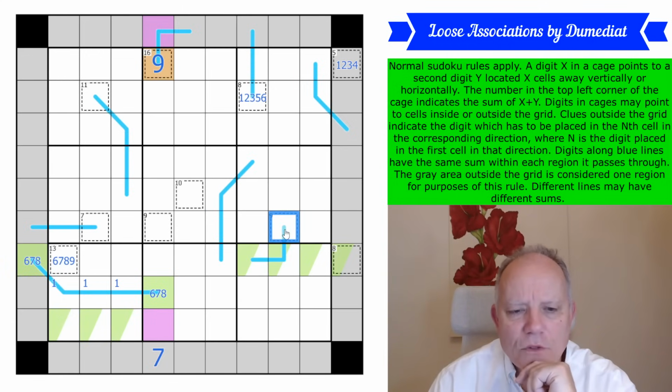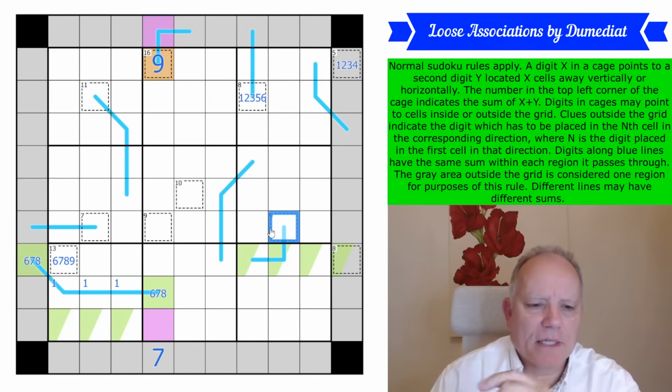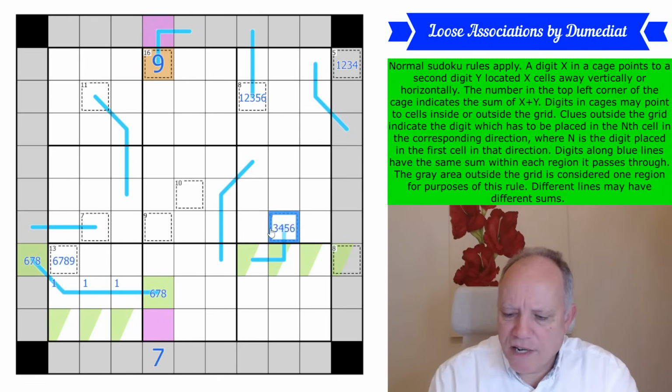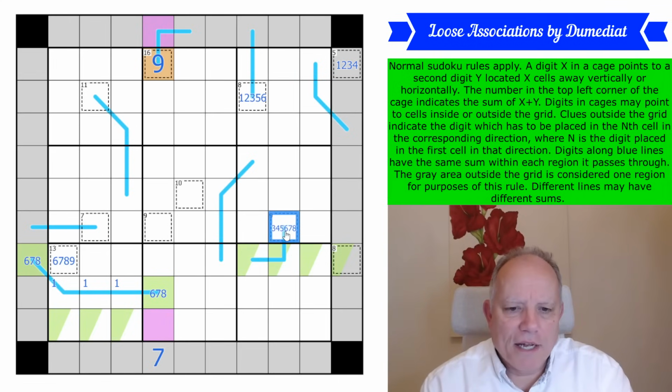And this can't be more than 7 or 8 because it's contributing to a remote sums 9 clue. In fact, I could even fill in that this is somewhere between 3 and 8. 3 the minimum because of the blue clue, and 8 the maximum because of the cage clue.